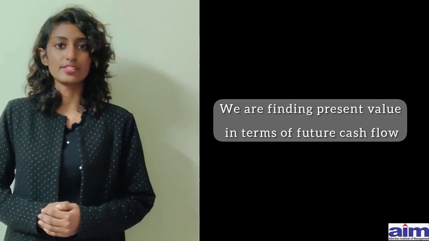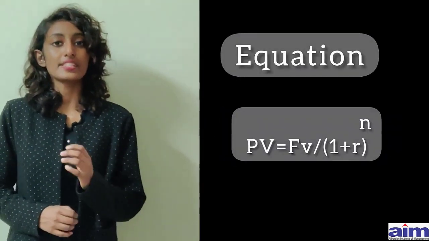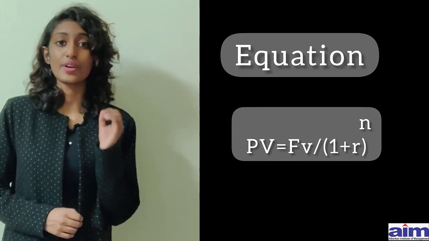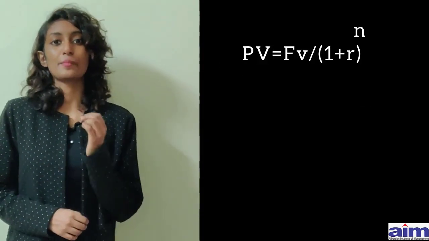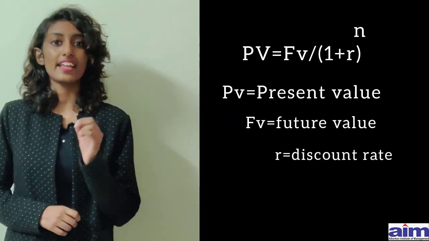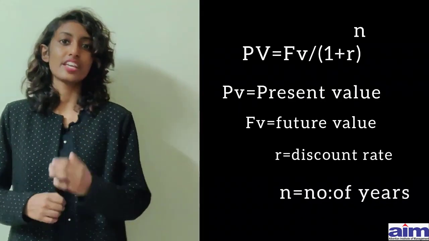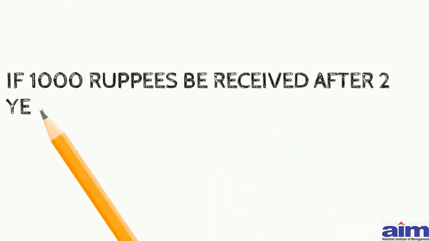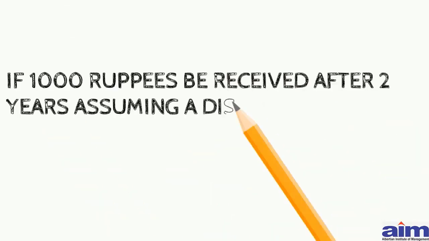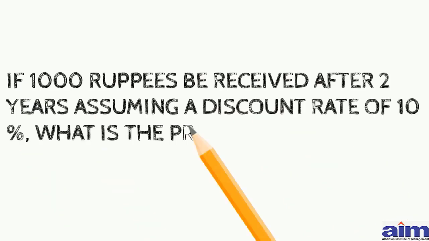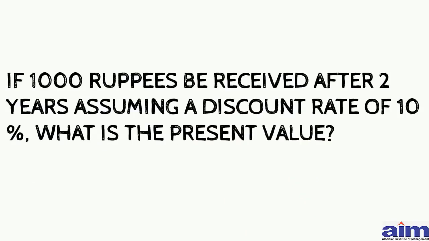Here we have an equation for the discounting principle, that is, present value equals future value divided by (1 plus r) raised to n. Here, PV is the present value, FV is the future value, r is the discount rate and n is the number of years. Let's take an example. We are finding the present value in terms of future cash flows. If ₹1,000 is received after 2 years, assuming a discount rate of 10%, what is the present value?